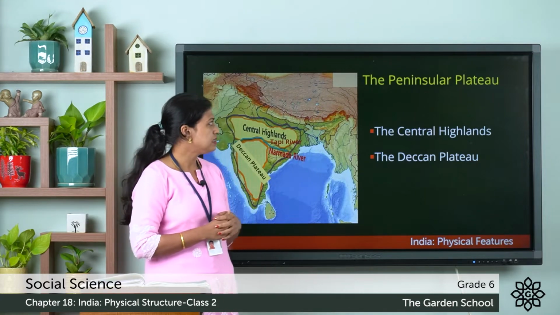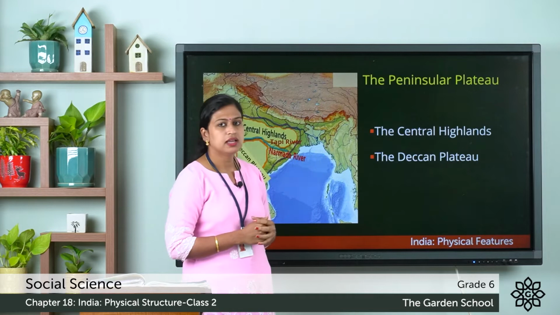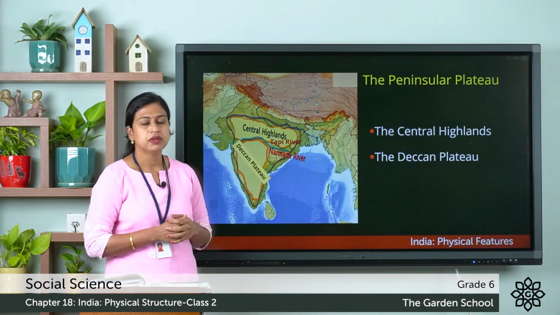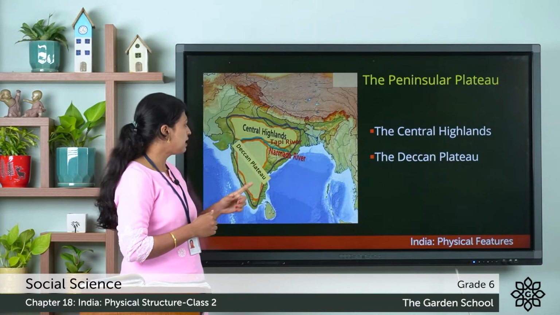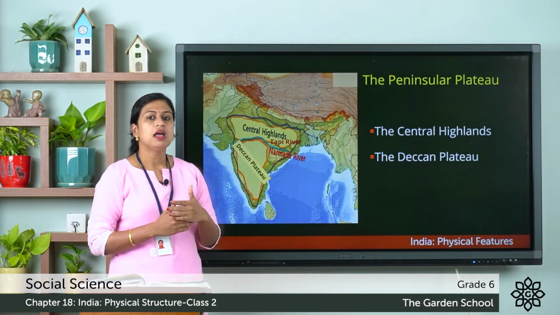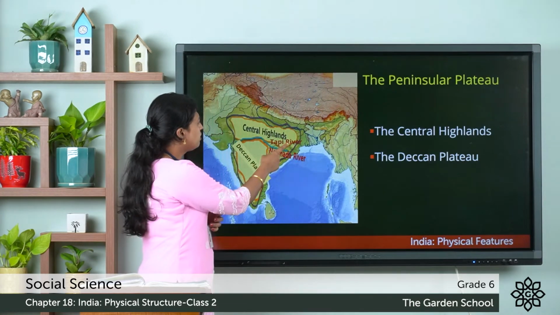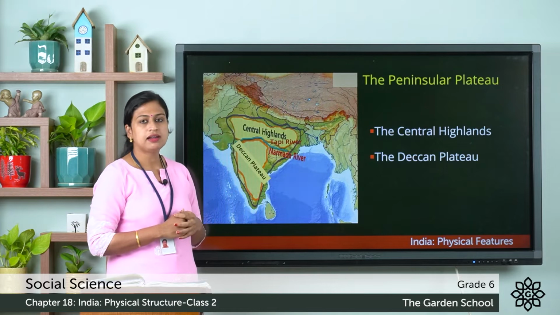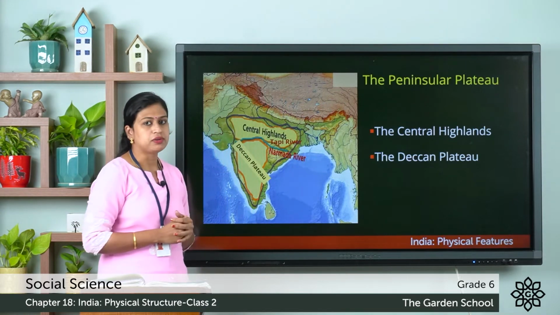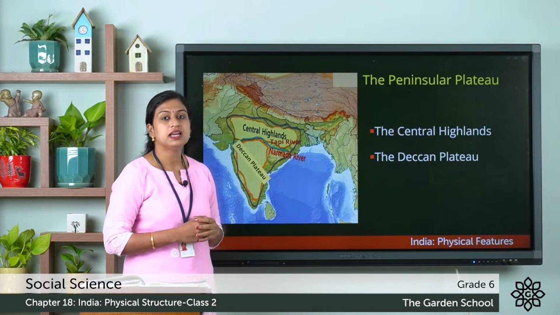So here you can see the Peninsular Plateau is divided into two divisions, that is the Central Highlands and the Deccan Plateau. Two rivers, the Narmada river and the Tapi river, divide the Peninsular Plateau into two divisions. The northern part is known as the Central Highlands and the southern part is known as the Deccan Plateau. Next, we will discuss these two divisions in detail.